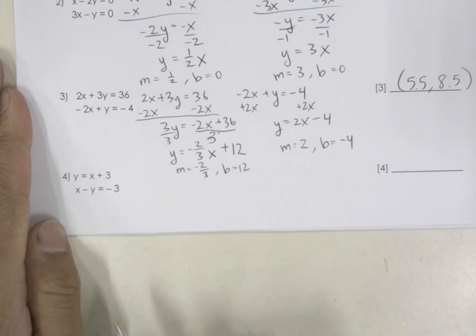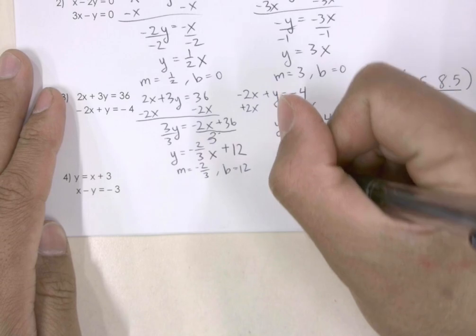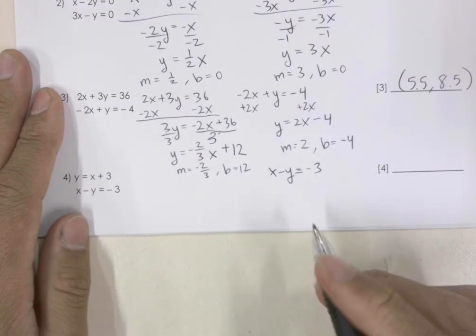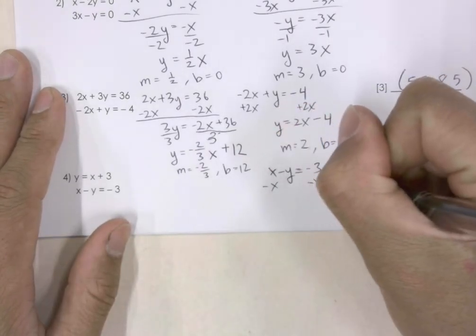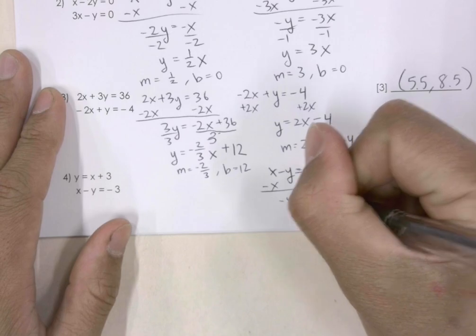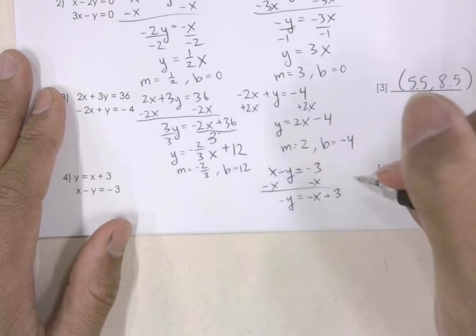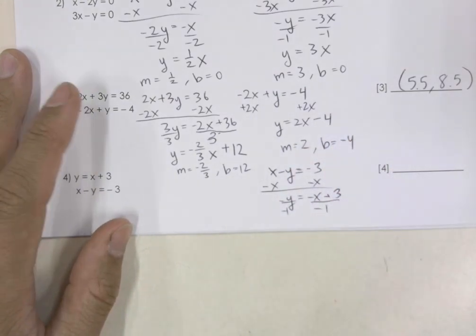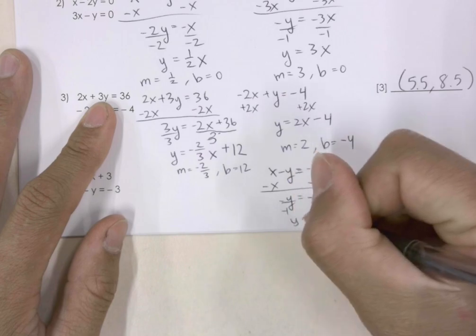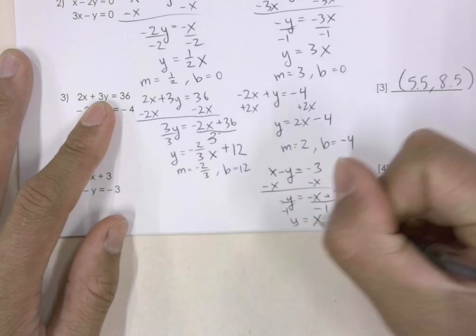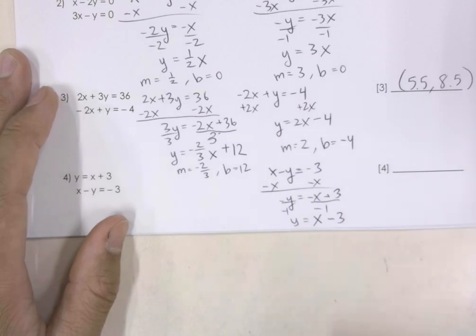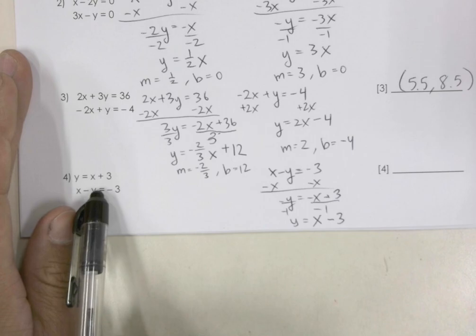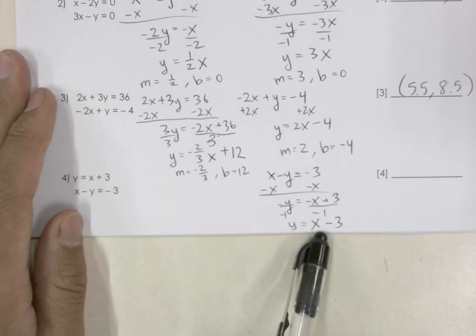And now we could take a look at the second one. Right? So I'm going to write my second one over here. I have x minus y is equal to negative 3. And to put this into slope-intercept form, I'm going to subtract x from both sides. And I'll get negative y is equal to negative x minus 3. Now I'm going to divide by the coefficient, or the negative 1, in front of the y. And that's going to leave me with positive y is equal to positive x minus 3. Alright, so I have two equations. I have y is equal to x plus 3, and I have y is equal to x minus 3.